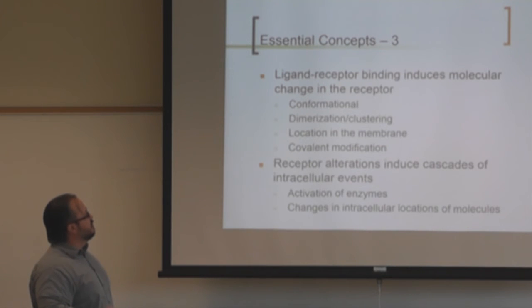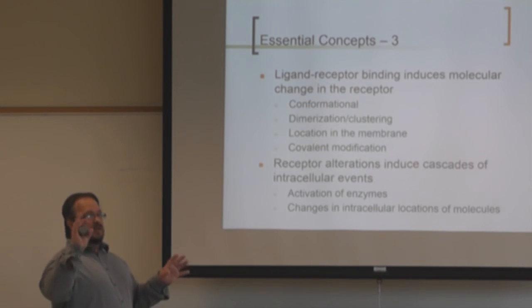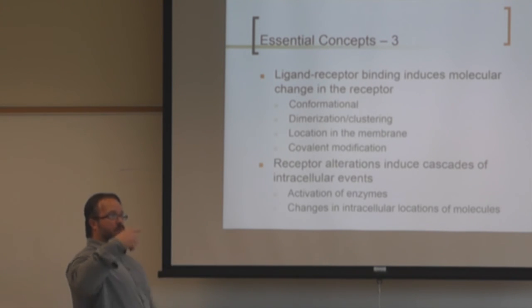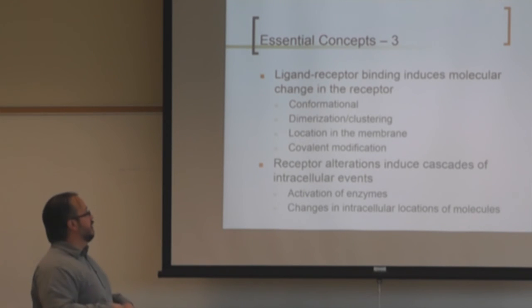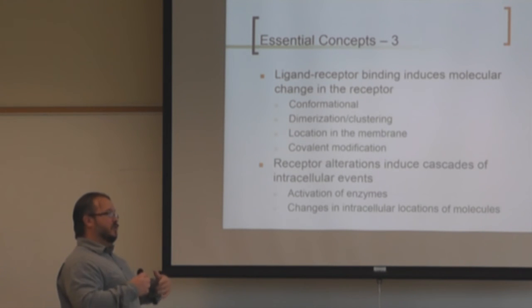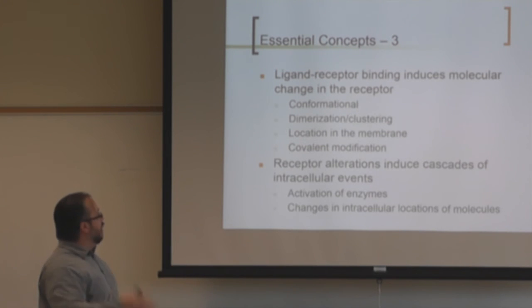Ligand receptor binding induces molecular changes. So once it binds, it's going to induce a change in the receptor. It's going to maybe move that receptor closer to another receptor. And those receptors then will have a covalent change. They'll dimerize. They'll have disulfide bridges that are formed. Or they will change conformation. A lot of times what happens is you get conformational changes, dimerization, clustering of receptors. So you bring a lot of these receptors together in one location, and they change location in the membrane.